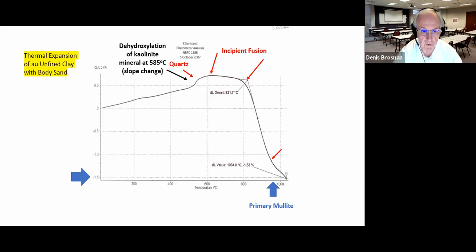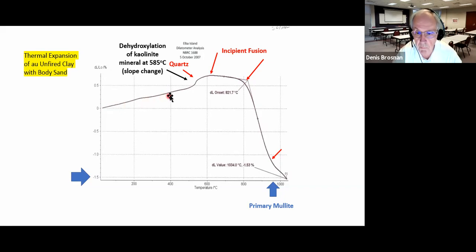Okay, here's a dilatometer curve. Dilatometer, right? Dilation, thermal expansion of unfired clay that has sand in it. Body sand, one might call it. So we're starting out from room temperature, and we're heating up. This temperature is given in degrees Celsius.